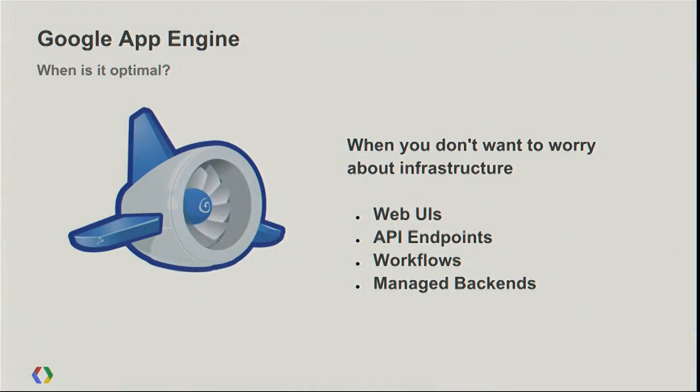So when is App Engine optimal? What kind of workloads is it best for? In general, it's when you don't want to worry about the infrastructure, when you just want to focus on the code. So things like web UIs and API endpoints are good examples of this.